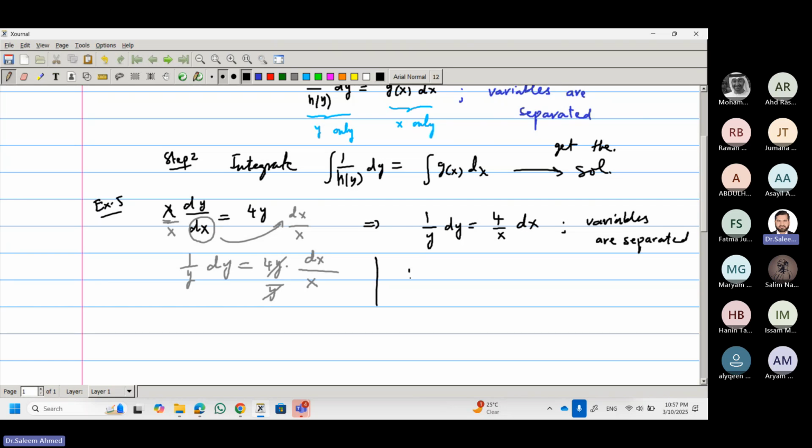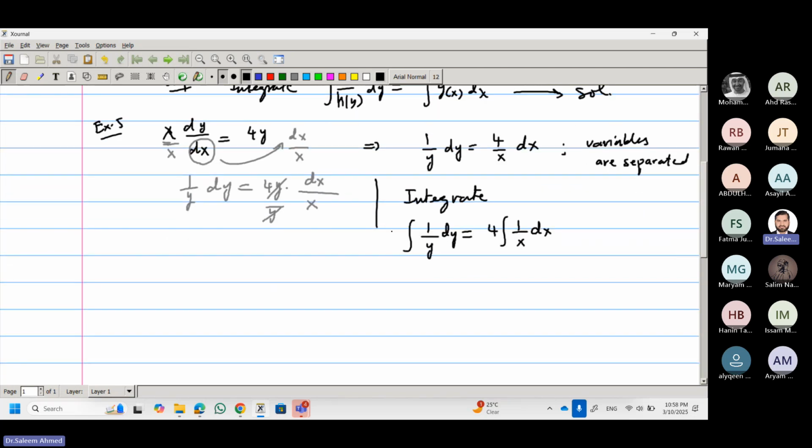After this, just integrate both sides. If you integrate, you get 1 over y dy is equal to 4, which is a constant, so you can write 1 over x dx on the right side. We know that the integral of 1 over y is log of y, and the integral of 4 over x is 4 log of x plus a constant of integration. We want to write y. When log goes to the other side, it becomes exponential, right? So this will become y is equal to e to the power 4 log of x plus c.